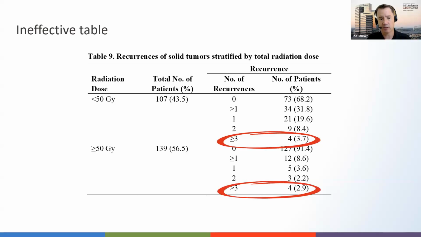3 or more recurrences were seen in 4 patients of the 107 patients in the low dose group and 4 patients of the 139 patients in the higher dose group. But readers have to work harder than is necessary to find and compare these numbers. One clue that this is an ineffectively designed table is the number of empty cells you see in the first 2 columns.